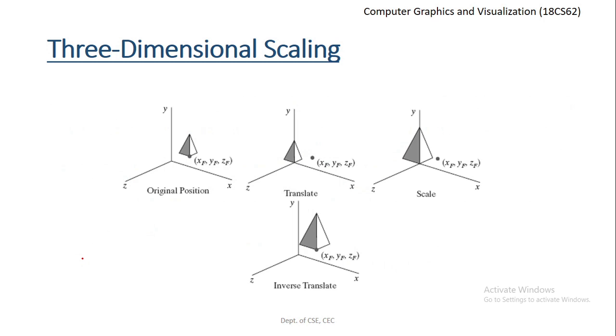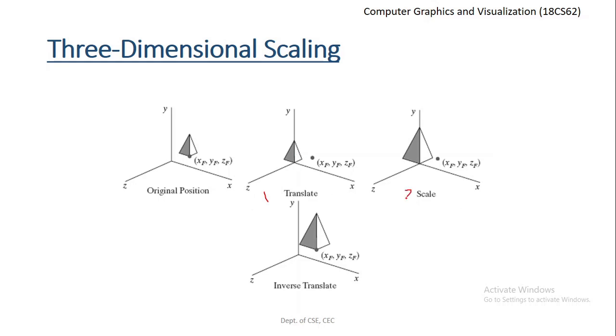Let's look at that sequence of transformations using an example. Suppose we want to transform this 3D object with respect to the fixed point xf, yf and zf. We translate the object to the origin, scale the object with respect to the origin, and then perform a translation so that the object is moved back to the fixed point. So this is a three-dimensional scaling transformation. This is the original position. The first step is to perform the translation, so we move the object to the origin.